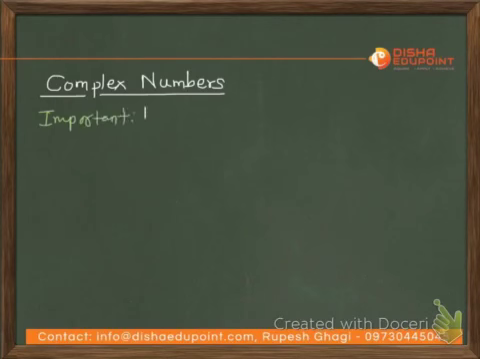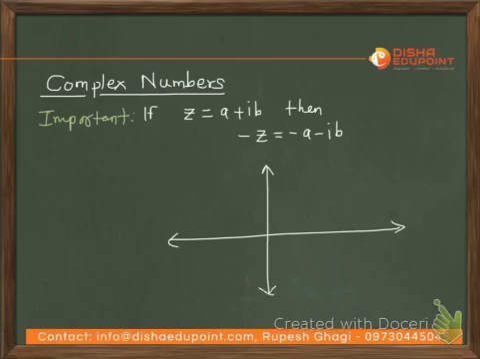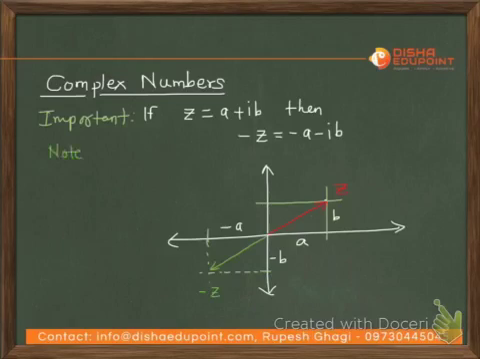Now an important point to note is, if z = a + ib, then -z will be -a - ib. If we want to plot this on the Argand plane, so this is z, real part is a and imaginary part is b. So obviously -z will be exactly opposite to this, which is -a, -b. So as we can see, the lengths of z and -z are the same. So |z| = |-z|. Modulus of both these numbers are the same.